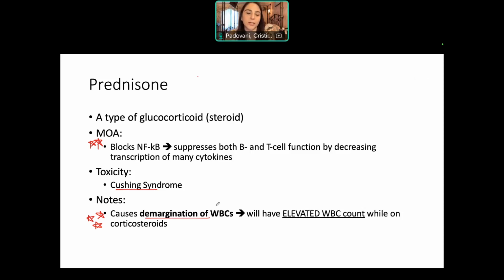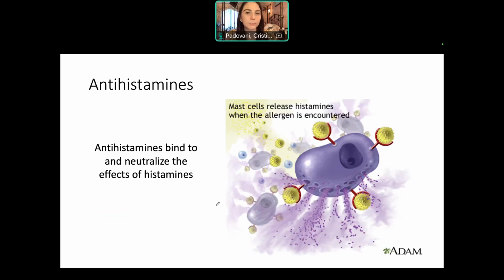So if you test the blood and you see a much higher white blood cell count, you might think, oh my God, I think they have an infection. Oh no, they're on a steroid. Or you can just say that their white blood cell count is because they're on a steroid. So pay attention to that and look for that in vignettes as well. If they ask what medication you think the patient is on and they have a high white count, consider a glucocorticoid like prednisone, prednisolone, or methylprednisolone.